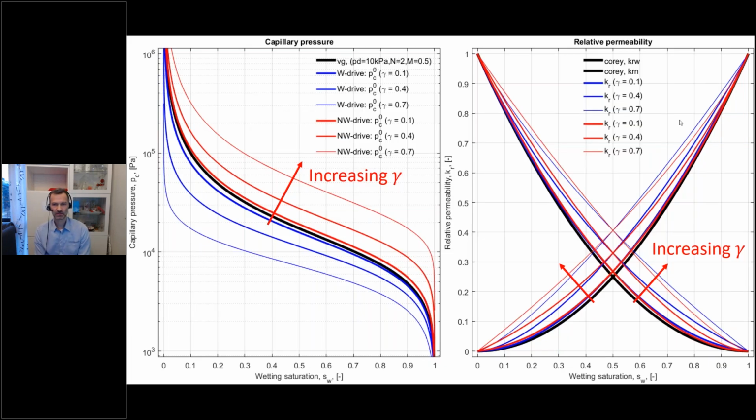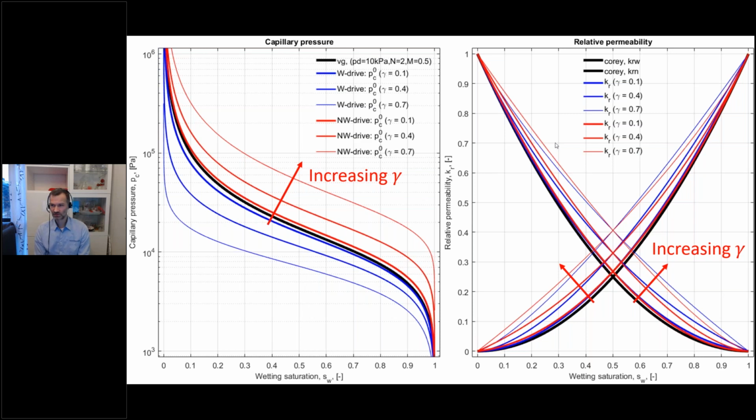So here we can see the capillary pressure on the left and the relative permeability on the right. The black lines are considering equilibrium conditions. So that's the standard, the traditional way the capillary pressure curve and the relative permeability curves would look. The blue lines are for a wetting drive, but in this case we're looking at a non-wetting drive by the CO2, so we're looking at the red lines. What we can see is that with increasing value for this gamma, or this active region parameter, we have a shift in capillary pressure towards higher values.